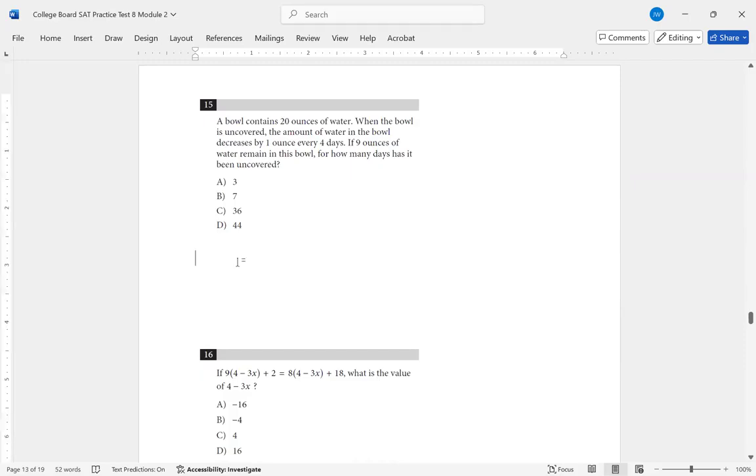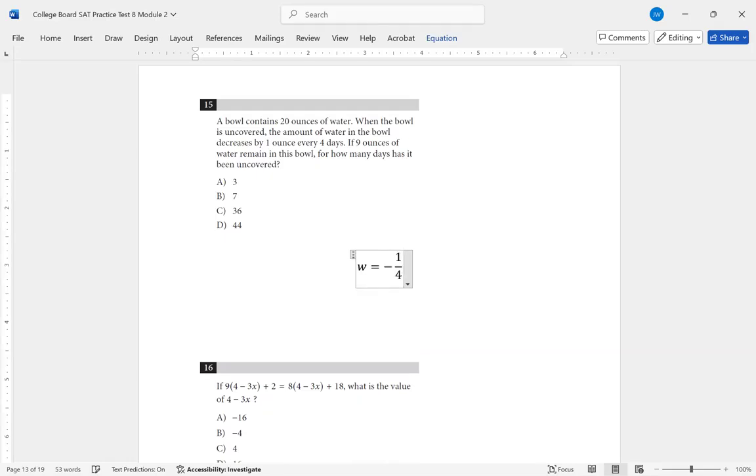Question 15. A bowl contains 20 ounces of water. When the bowl is uncovered, the amount of water in the bowl decreases by 1 ounce every 4 days. If 9 ounces of the water remain in this bowl, for how many days has it been uncovered? So we're looking at the amount of water in the bowl. And since we're losing 1 ounce every 4 days, we're basically losing a quarter of an ounce per day. So think of 1 ounce for 4 days. We're losing a quarter of an ounce per day.